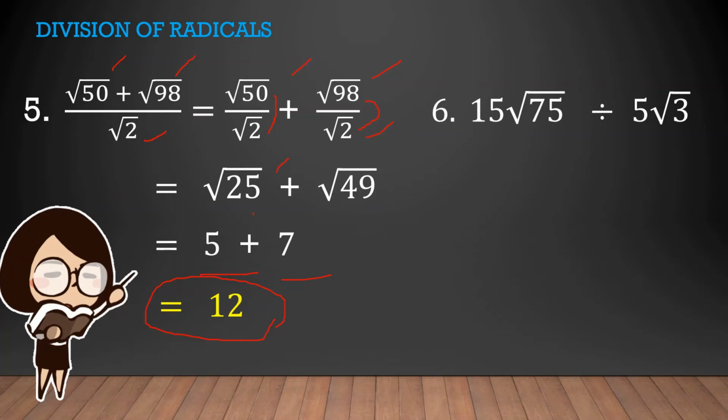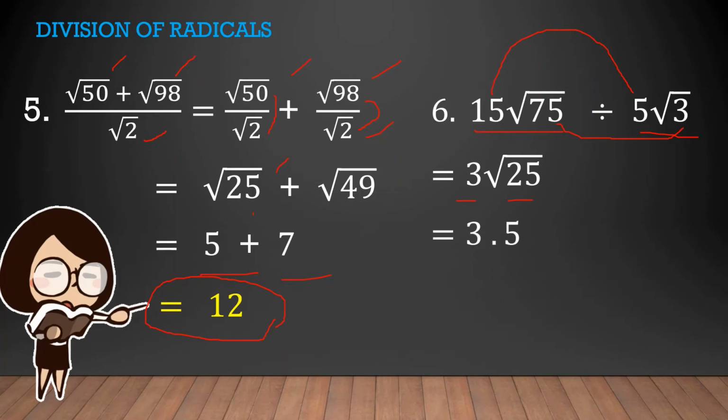Okay, number 6. 15 square root of 75 divided by 5 square root of 3. So we need to divide, 15 divided by 5 is 3. Then 75 divided by 3 is 25. Square root of 25. Then what is the square root of 25? And that is 5. So 3 times 5 becomes 15. And that is the final answer. 15.